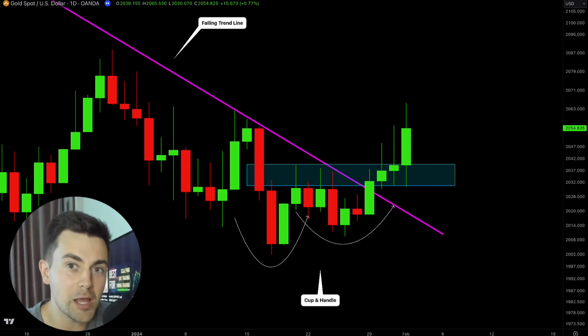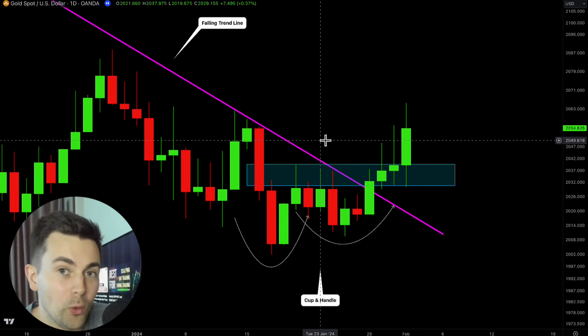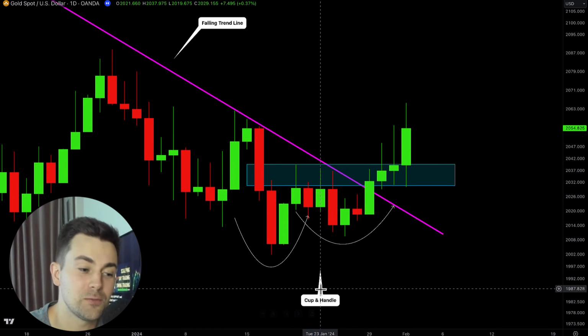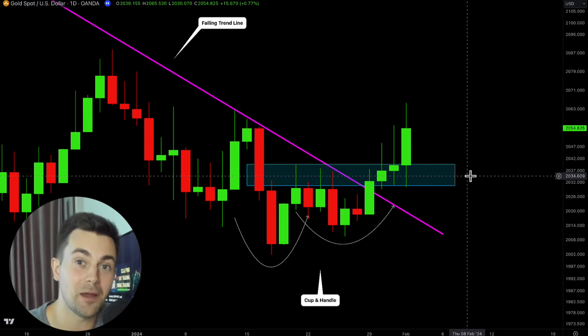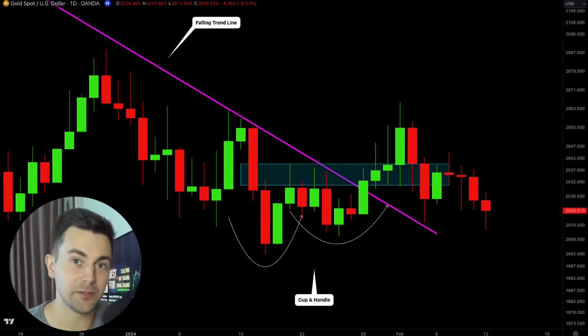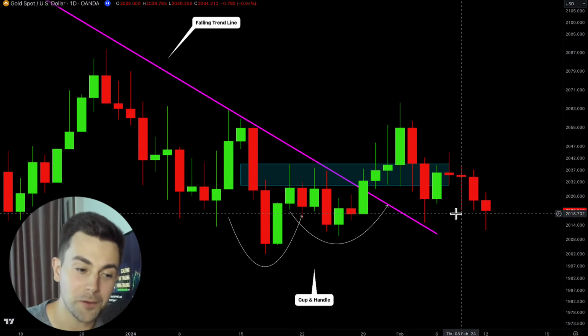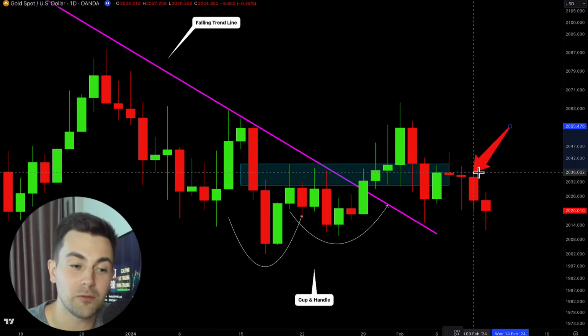And after a trend line breakout, I also spotted one more very important signal. The price formed the cup and handle formation and also violated its neckline, giving one more strong bullish signal. However, again, it turned out that these 2 signals were false, and instead of going higher, gold started to fall again.